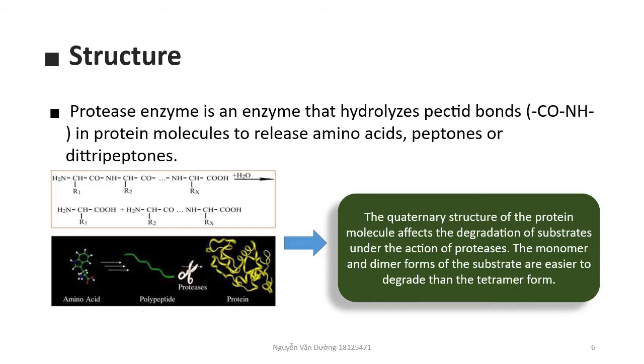The structure of the protein molecules affects the degradation of substrates under the action of proteases. The monomer and dimer forms of the substrate are easier to degrade than the tetramer form. Compared with animal and plant protease, microbial protease have many different characteristics, and it is a very complex system consisting of many enzymes that are familiar in structure, shape, and so on.